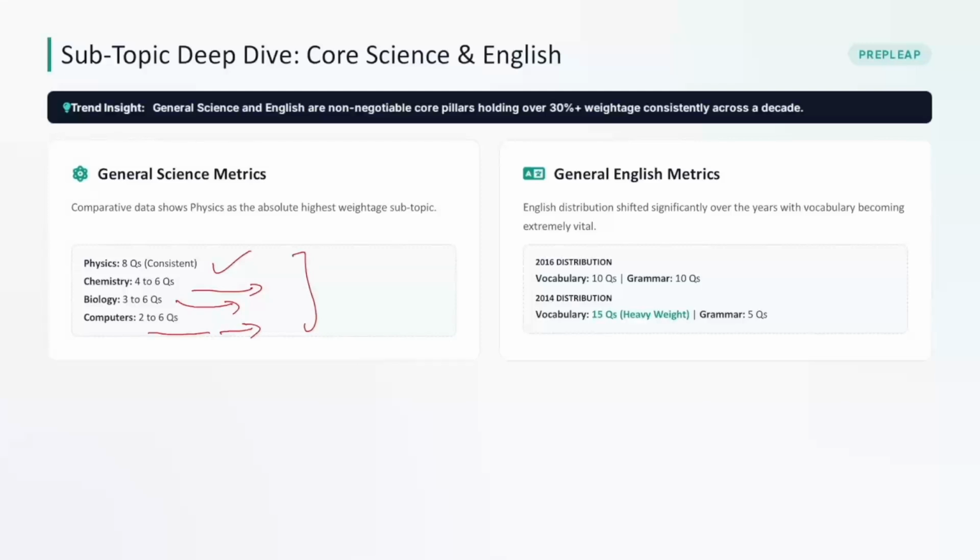When we talk about English, vocabulary and grammar have the highest weightages, or basically these are the questions. There was a time in 2014 when 15 questions came only from vocabulary, whereas grammar had 5 questions, whereas in 2016 it was 10 each for the vocabulary as well as the grammar.